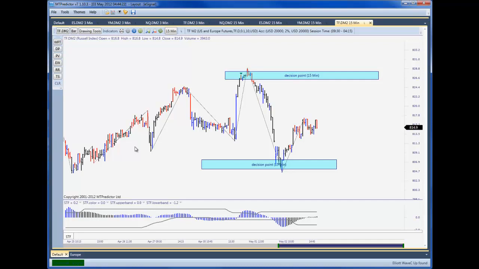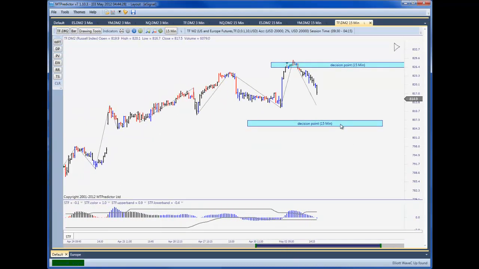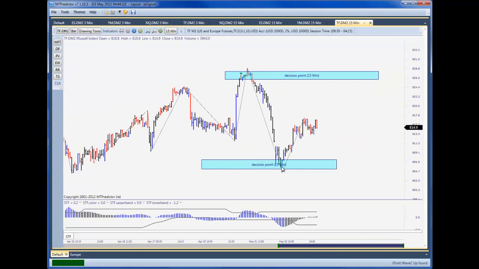the NQ in that here was our decision point. Remember, this would have been on our chart before the market even opened yesterday, and as you can see the market came down and was in this decision point low before it rallied beautifully.